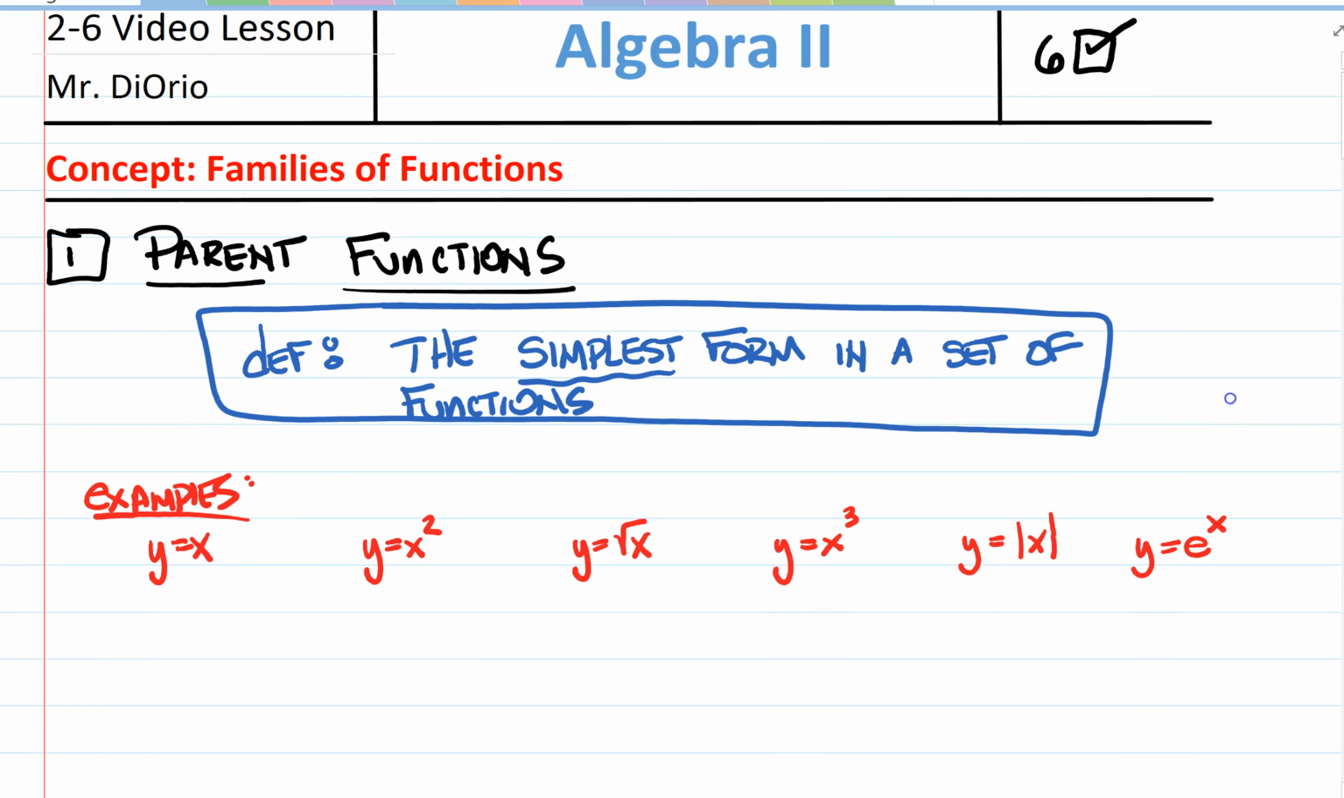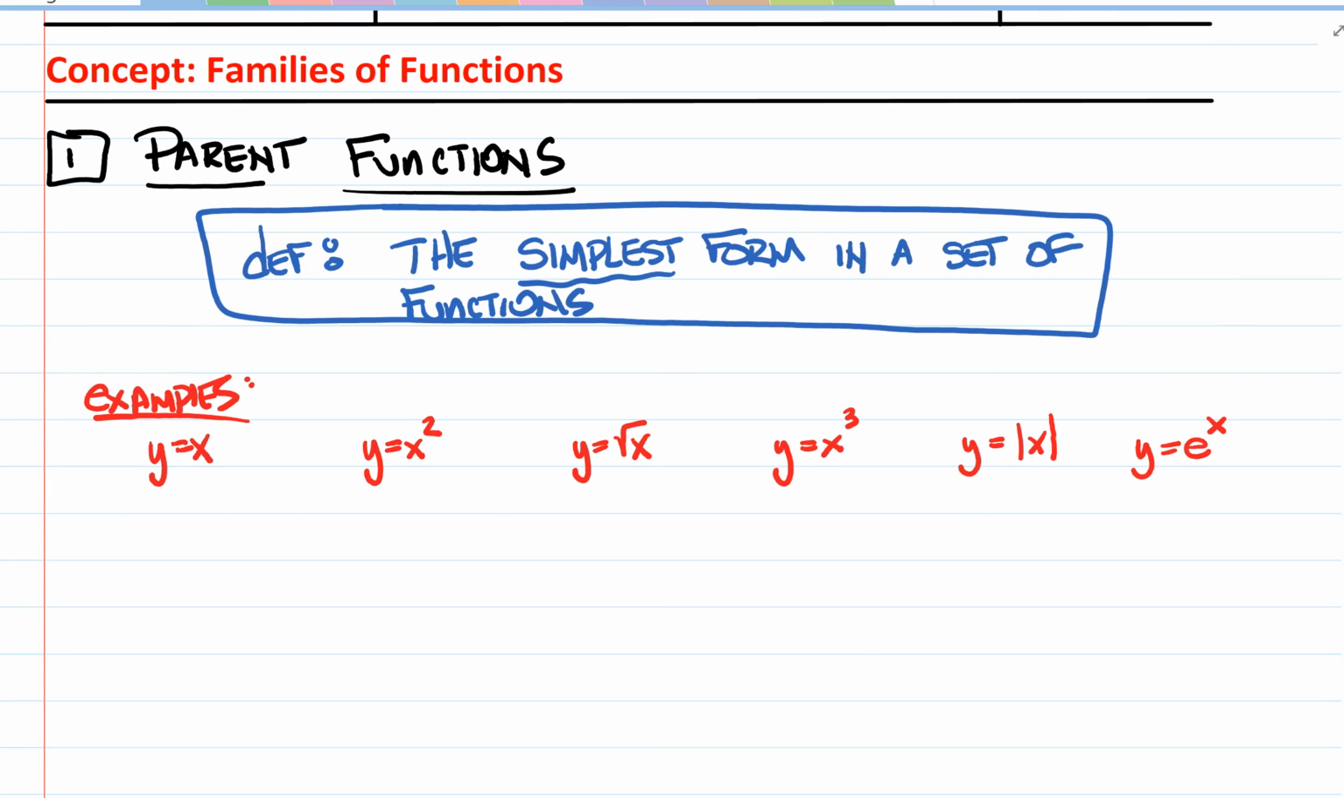In box number 1, I just want to make sure that we are all on the same page when we say the word parent function. A parent function is the simplest form in the set of functions. As an example, if I'm talking about the line y equals x, then I'm talking about the straight diagonal line that goes through the origin.